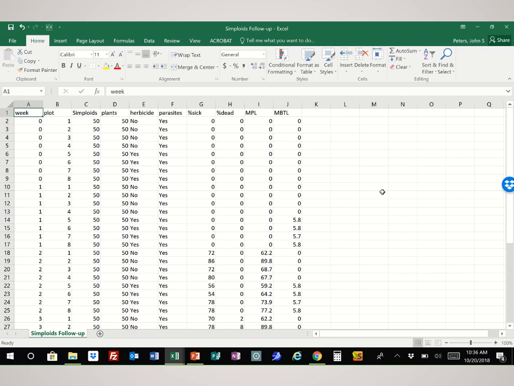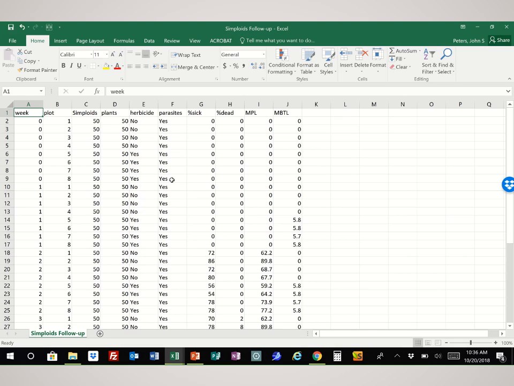So in this follow-up experiment, since we already know that herbicides have no effect, we're just going to look at the comparison between treatments where Simploids are exposed to parasites, that's treatment 1, and then our second treatment, the interactive effect of herbicides and parasites on Simploid health. So the data from that experiment is in front of you here. And so the first thing we have to do is sort that data.